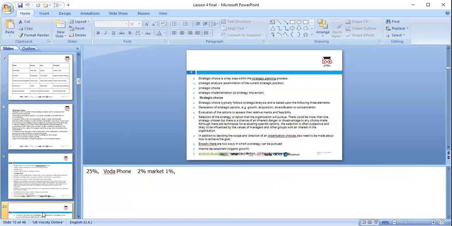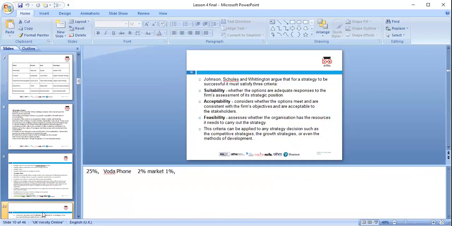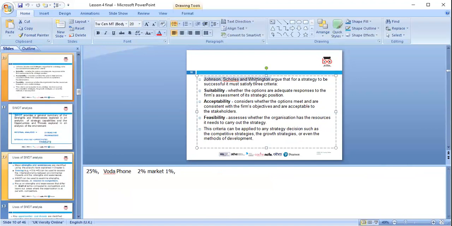Okay, if you have any questions, carry on asking. Next, when we are making strategies, according to one scholar, Johnson and Scholes, always check suitability: whether the option is an adequate response for the firm, an assessment of strategic position in the market. Then acceptability: in the environment, the stakeholders to whom we want to sell have some acceptability of the things.